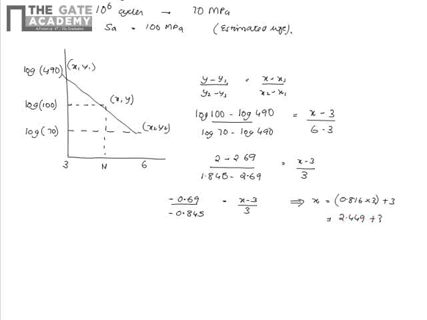0.816 into 3 plus 3, that is 2.449 plus 3, which will be equal to 5.449. So what will be the number of cycles? Number of cycles N is equal to the anti-log of 5.449. So that will be 281,646 cycles.